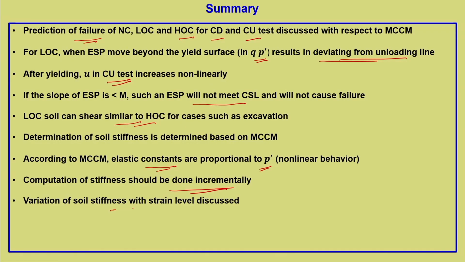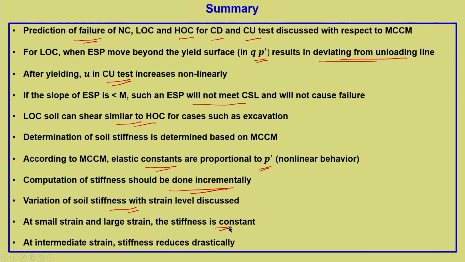Variation of soil stiffness with strain level was discussed. At small strain and large strain, the stiffness approaches a constant value. At intermediate strain, stiffness reduces drastically. So, that is all for this lecture. In the next lecture, we will see prediction of strains from the critical state concept.